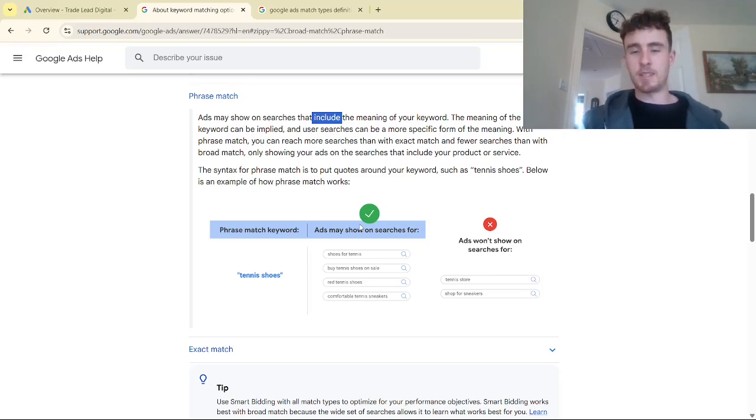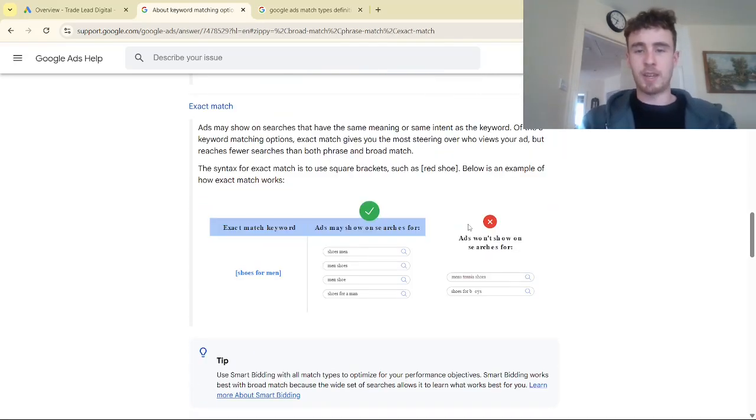Because just to give you a really simple example, if you were running a really specific service, for example, roof repair, then with phrase match keywords, you could almost appear for anything related to roof because that's included in the meaning of your keyword, even though the search mightn't actually mean roof repair itself, because roof is part of the keyword and anything to do with roof is included in the meaning of the keyword.